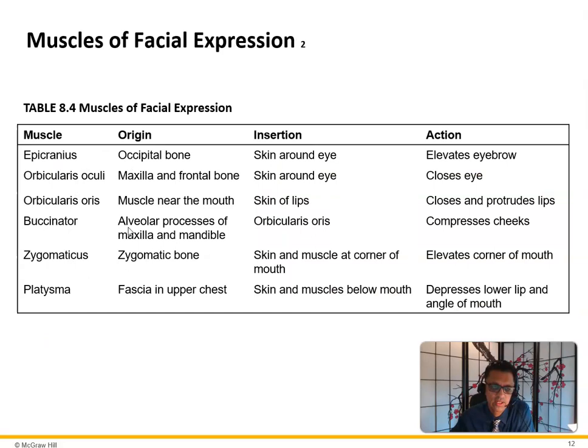So I made a little table here. Epicranius, occipital bone. The insertion is skin around the eye and elevates the eyebrow. The orbicularis oculi, the origin is the maxilla and frontal bone. Insertion is skin around the eye and closes the eye. So now you understand why knowing the parts of the bones is so important, because all these muscles originate or insert on various aspects of bone. So make flashcards, use the worksheet that I gave you to learn this stuff, because I will quiz you on it, absolutely.